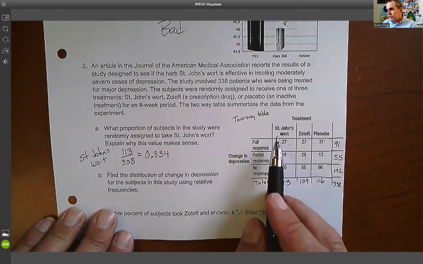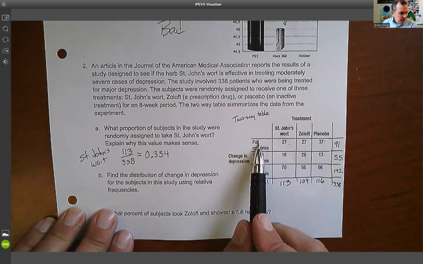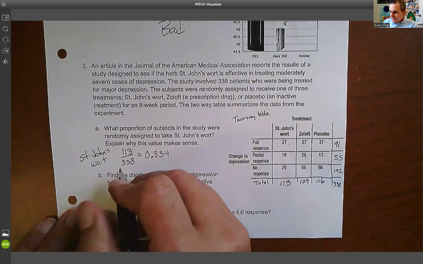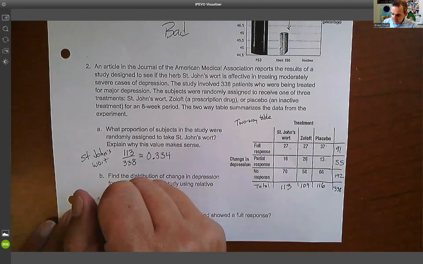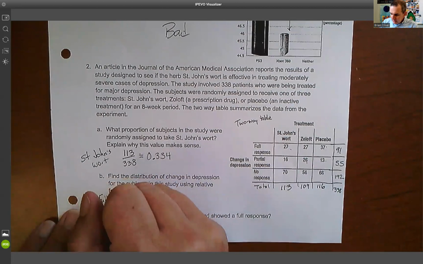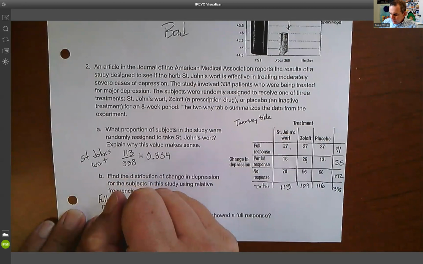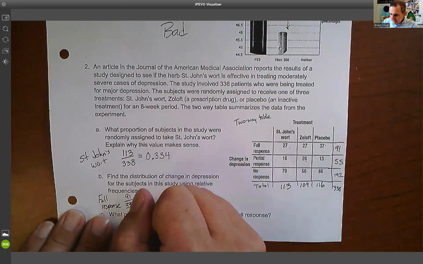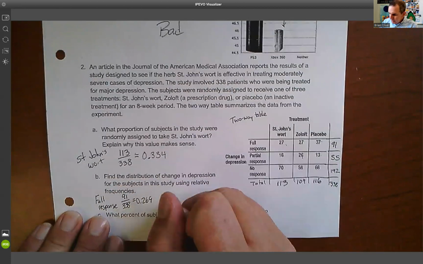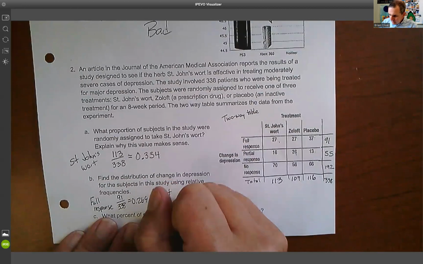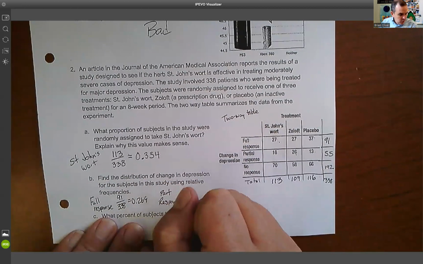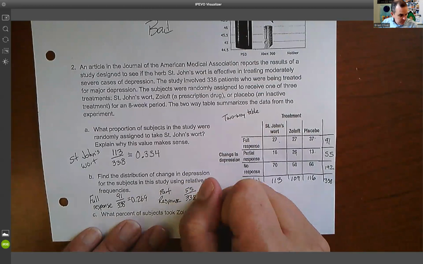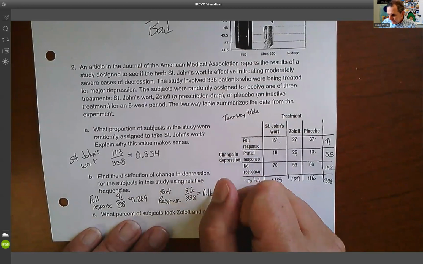So again, there are 2 ways we can look at it. This one is talking about the change in depression. So in this case, one of the changes in depression is full response, so we'll look at it in terms of full response. Full response, his change was 91 out of 338, or about 27%, 26.9. Partial response was 55 out of 338, and that was about 16%, 0.163.